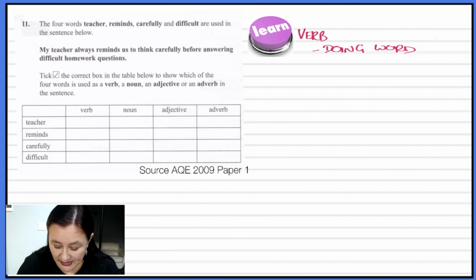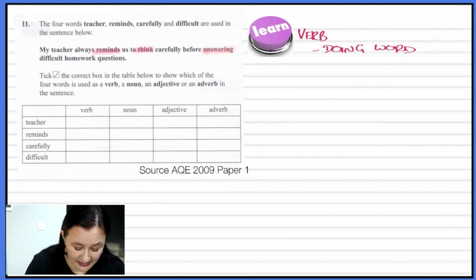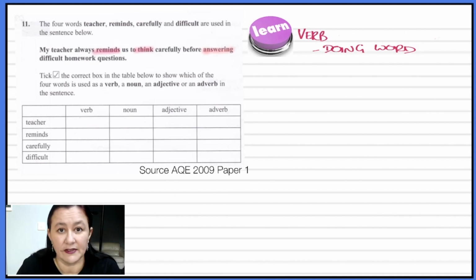So in this particular example, we've got the teacher reminds us to think before answering. Those are all verbs and they're all doing words. So in this particular case, we can clearly say that reminds is the verb. So that is where that comes from.